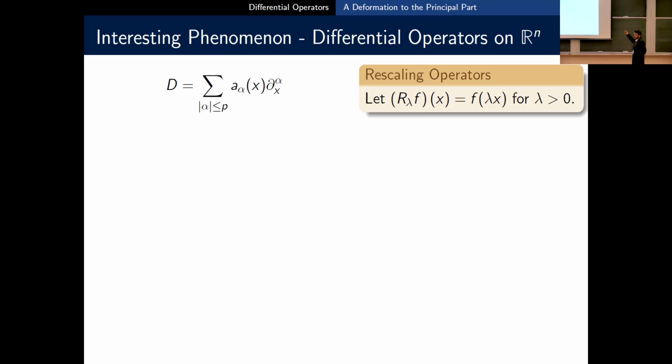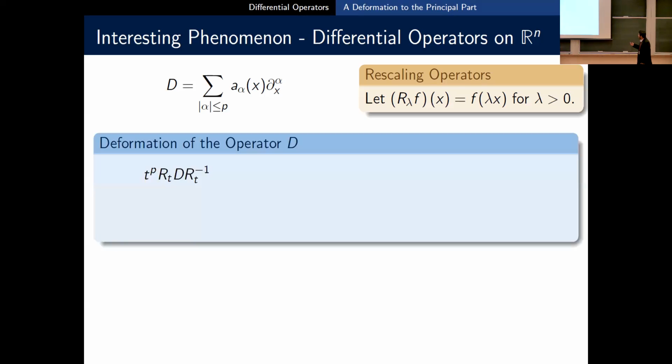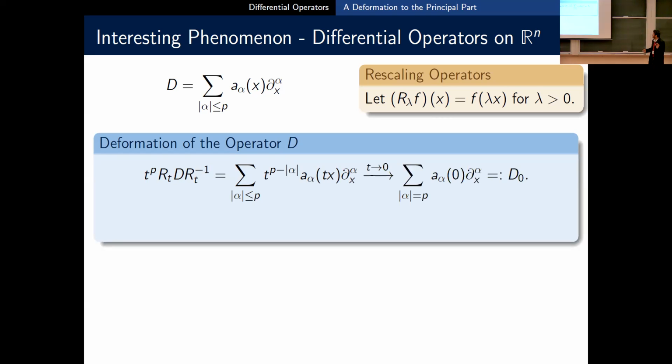So these operators basically rescale the input of the functions by a positive scalar lambda. Now if I consider a certain family of operators, which we get by conjugating the operator D with this rescaling business, and with an additional factor of t to the power p, where the p again comes from the order of the operator, a coordinate-wise calculation gives me such a thing. This is not very interesting, but hold on. If I take the limit t goes to 0, I get something very nice.